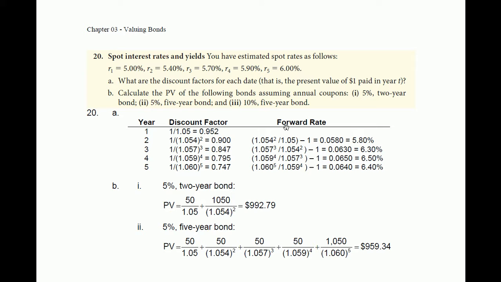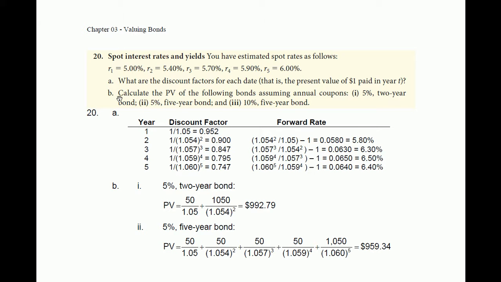And for the forward rate, we can think like this. If we are standing at year 1 and we're looking at year 2, and then we're standing at year 2 looking at year 3, the forward rate would be the ratio of discount factors in different years minus 1. So the calculation is really simple.